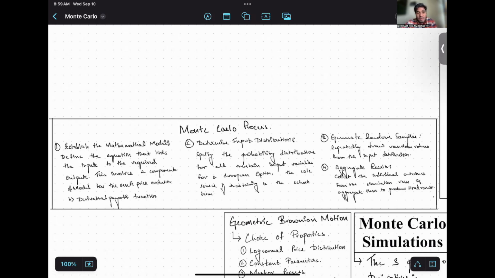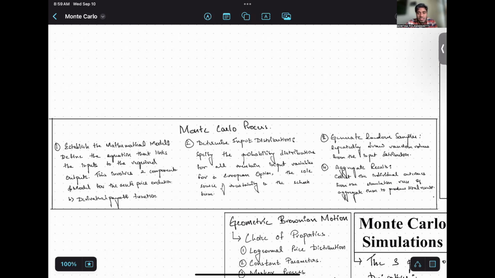First is the establishment of the mathematical model. We define the equation that mathematically links the input variables to the output variables. In option pricing, this involves two key components: the model for the underlying asset's price evolution, like the geometric Brownian motion, and the option's payoff function, which is max of S_T minus K, 0 for a call option.